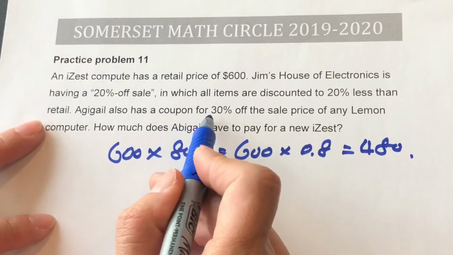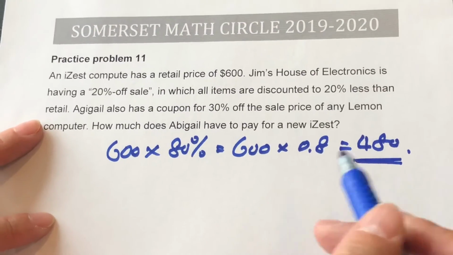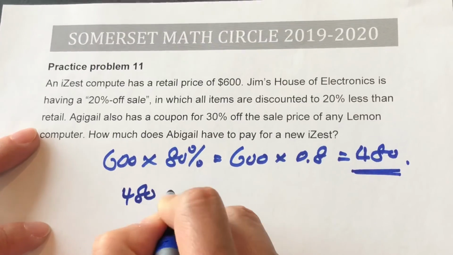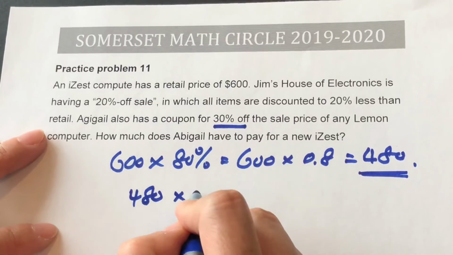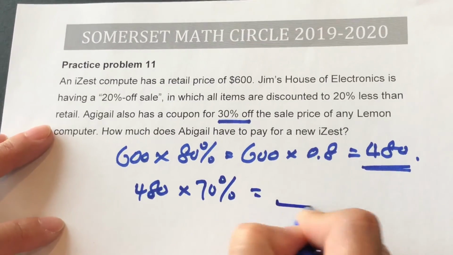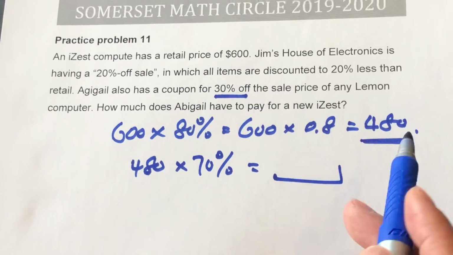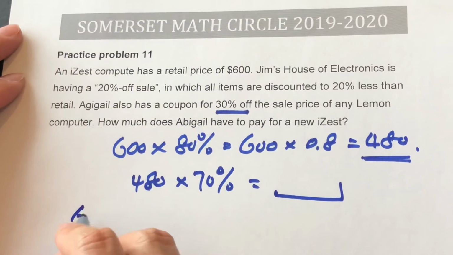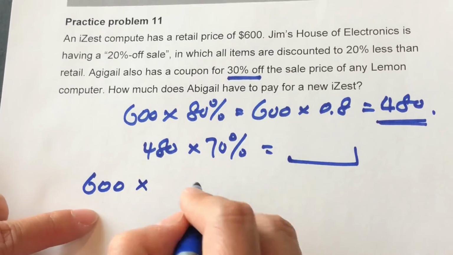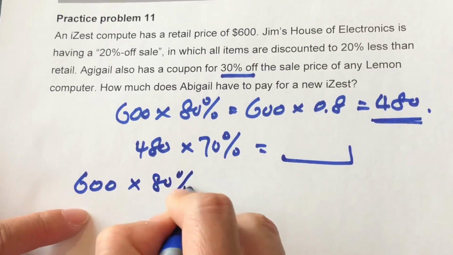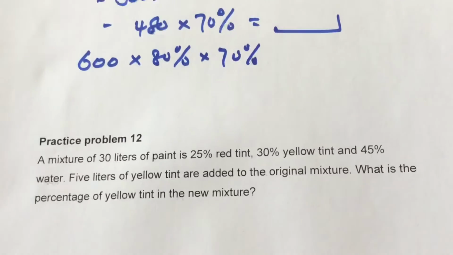Second reduction has another 30% off of whatever price you have for the sale. So 480 multiply, it's 30% off, therefore you pay for 70%. So this will be the final price that she pays for. Or to be concise, you can have $600 multiply the 80% and then multiply the 70% without doing it in 2 steps.